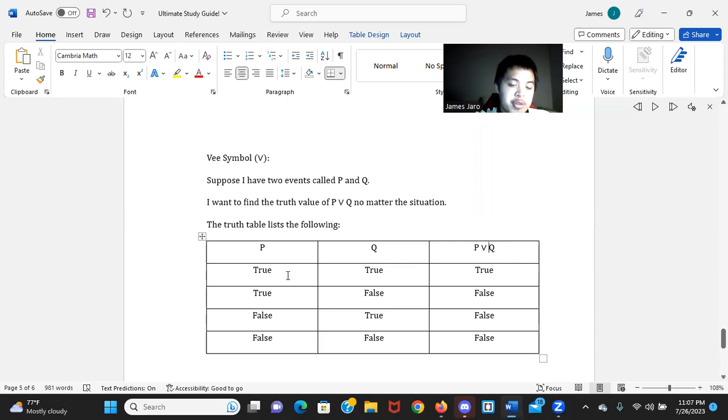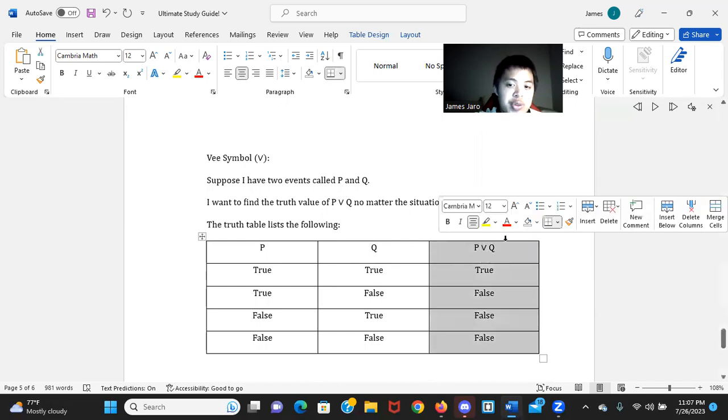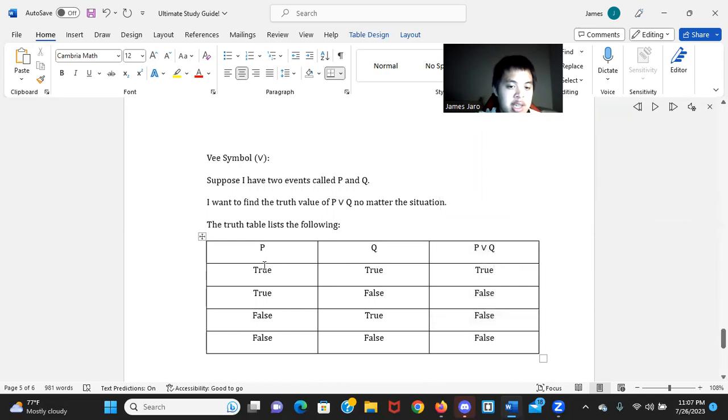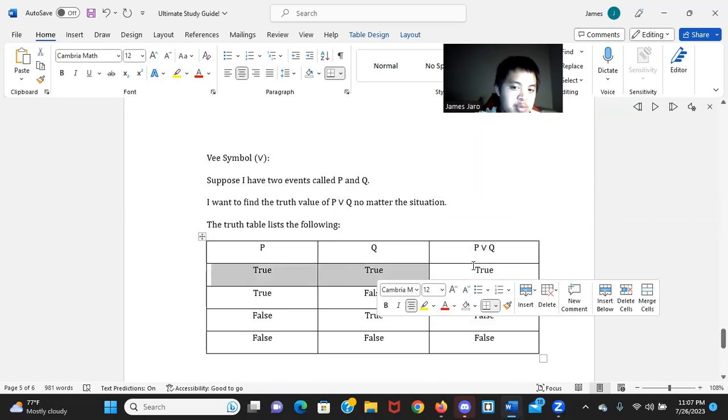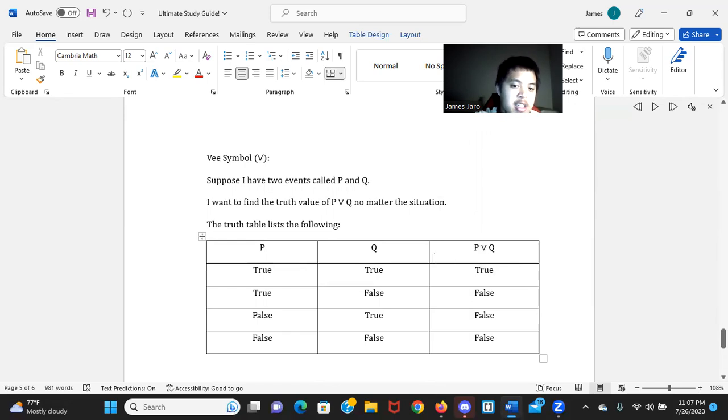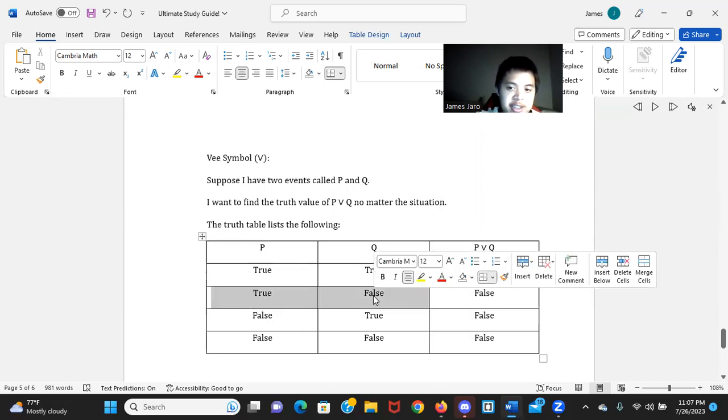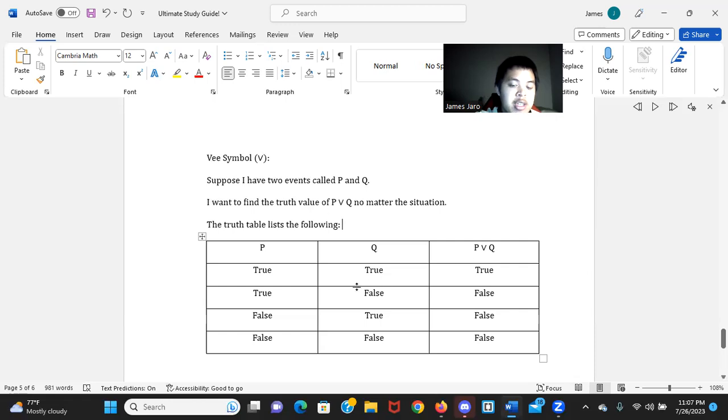So when we're doing P wedge Q, for a wedge or for V to evaluate to true, only one of them needs to be true. Since both events happen, we know it's true. That doesn't change. But now P V Q, since event P happens, we know that either P or Q happening is true because one of the two events is guaranteed to happen, that being event P. So now this changed to true.